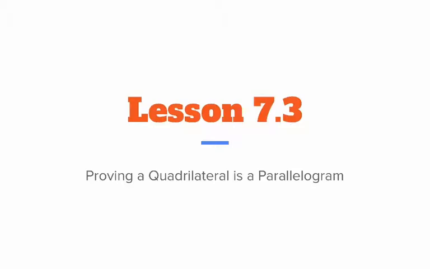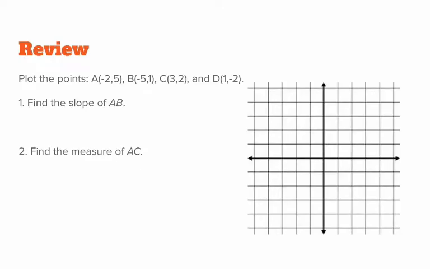Up until now, we have been given the fact that the shape is a parallelogram and drawing on those properties. Today's a little bit different because instead of knowing that it's a parallelogram, we have to prove that it is given the information that we have. So today, we are focusing on how to prove a quadrilateral is a parallelogram. But first, a little review.